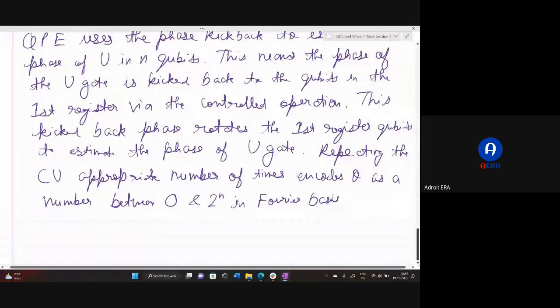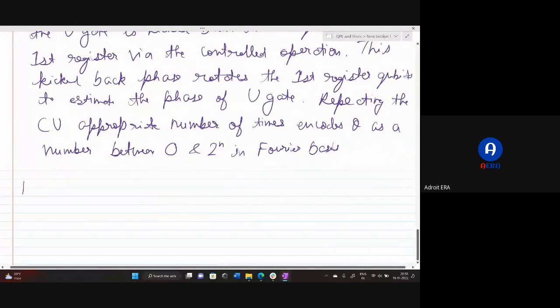So what can be one example? Let's say you have the unitary. We have already studied all the quantum gates, and you know that all the quantum gates are unitary transformations. So let us take a phase gate. You can take Z gate, you can take S gate, right? Z gate is also a phase gate. S gate is also, T gate is also, right?